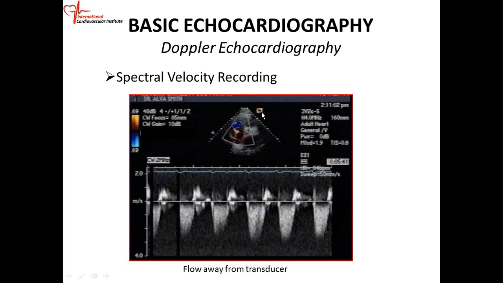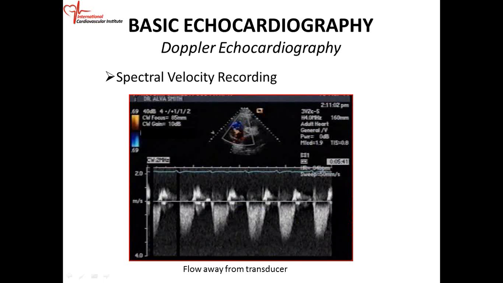So this usually depicts where the transducer is. There is always a little symbol to tell you where the transducer is. So this is your transducer right here. Okay? So in tricuspid regurgitation, the blood is flowing from the right ventricular flow tract across the tricuspid valve into the right atrium. So the blood is moving away from the transducer. Does that make sense? It's moving away from the transducer. So the spectral envelope that it produces is below the baseline.